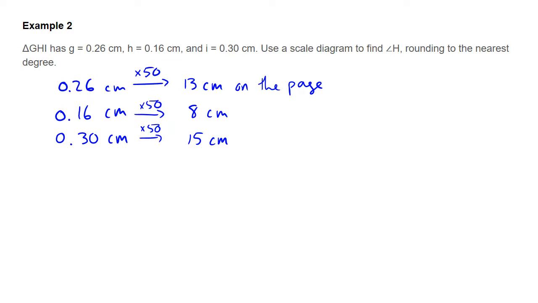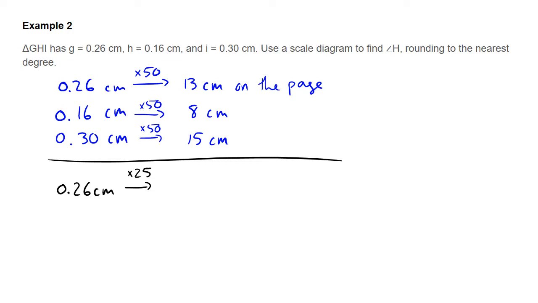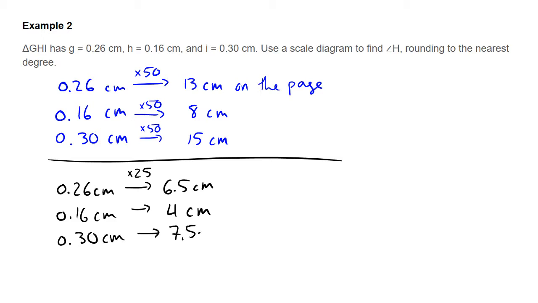But I just want to show you what would happen if maybe I didn't have quite that much room and I needed to try another experiment. I could just try to pick another convenient number. I'll show you what I could do if I wanted to make that triangle just a little bit smaller on my page. So instead of multiplying by 50, let's just cut that in half. How about I try scaling these side lengths up by 25 instead. 0.26 times 25 is 6.5 centimeters. 0.16 centimeters scales to 4 centimeters on my page, and 0.30 centimeters would scale up to 7.5 centimeters.